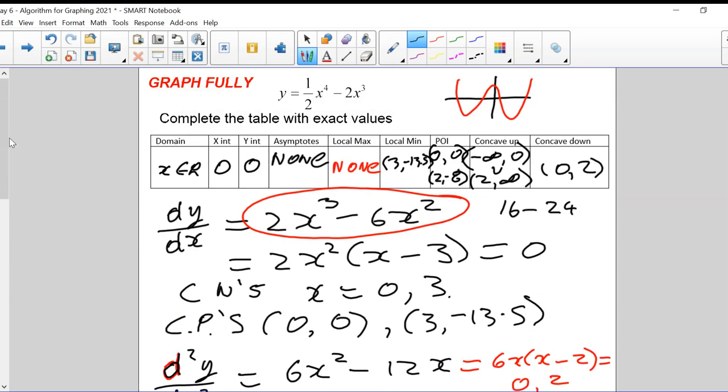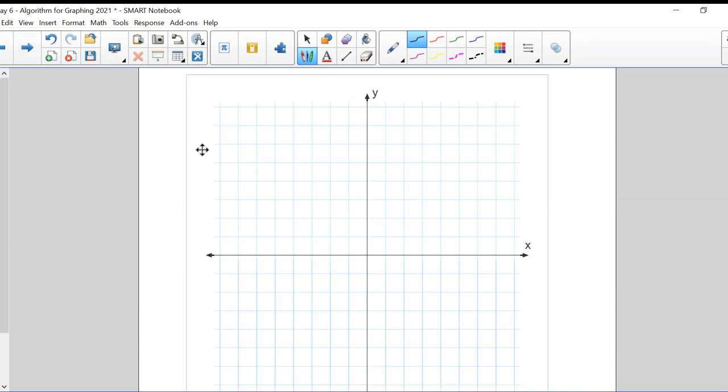Okay, let's mark off a few things on our graph now. Let's look at this carefully. We have an unrestricted domain. We have an x-intercept and a y-intercept. We know those. Asymptotes, none. Local max, none. There's a min at 3, minus 13.5. There's a POI here, a concave up section, a concave down section. So let's go over to my graph and try to put that together.